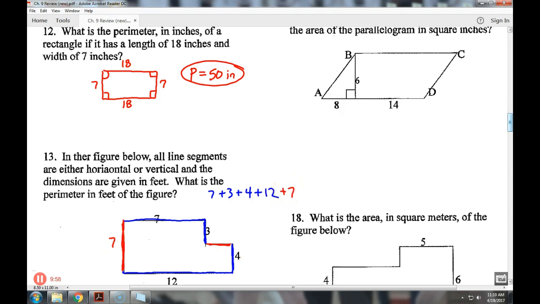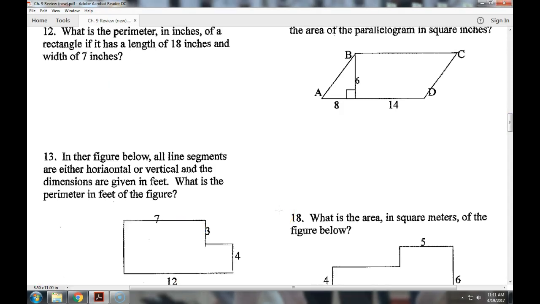And then to get this little piece right here, I'm going to use the horizontal pieces. I have 7, and then I have 12 as the whole thing. So I'm going to subtract 12 minus 7, and that's going to give me 5. So now 7 plus 5 equals 12. I add the 5 in, and now I should be able to get the perimeter. That's 10, 14, 26, 33. I believe that is 38 feet for number 13. All right, keep on going.